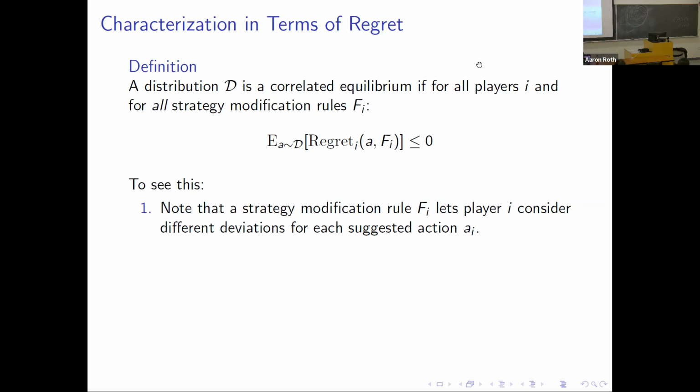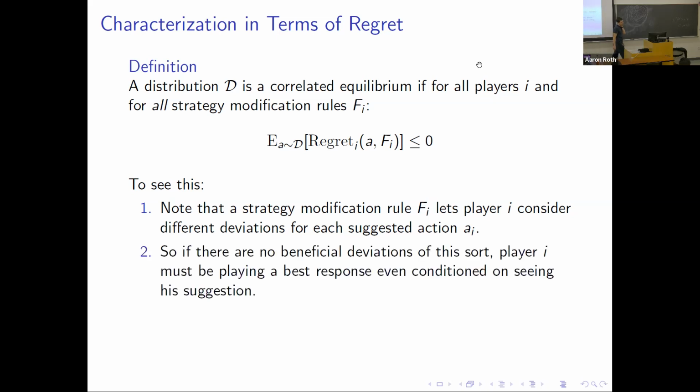So a strategy modification rule, what is it doing? Well, it's saying, every time you played action 7, you should have played action 4. Every time you played action 9, you should have played action 12. So what it's saying is, if there are no beneficial deviations of this sort, if you've totally stumped the backseat driver and they say, okay, every time you played action 12, I guess I would have played action 12 too. Every time you played action 3, yeah, okay, fine, I would have played action 3 too.